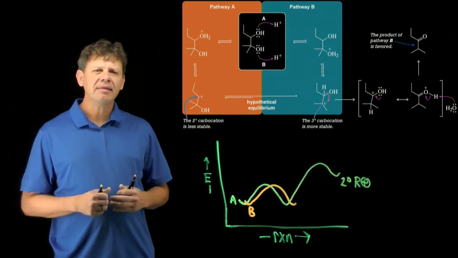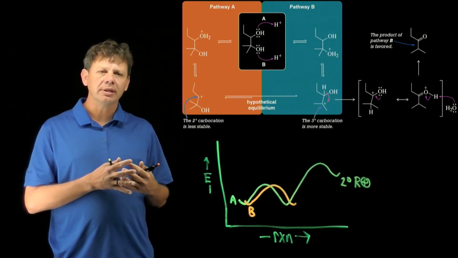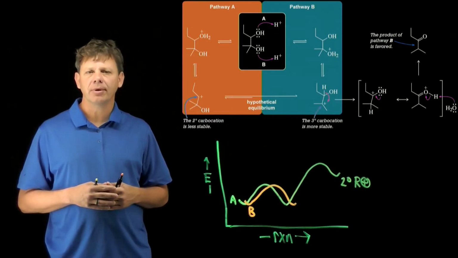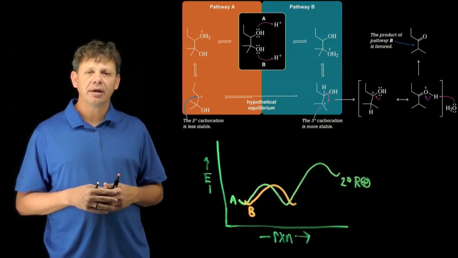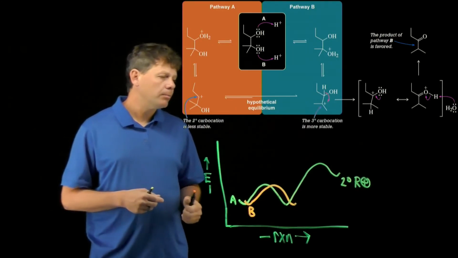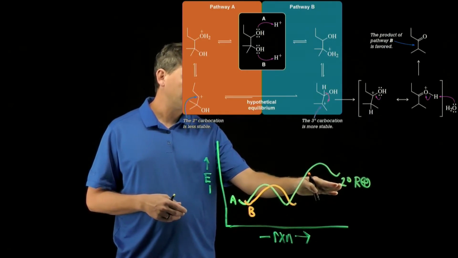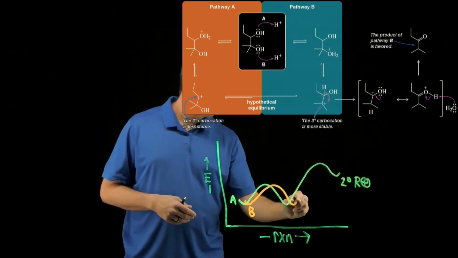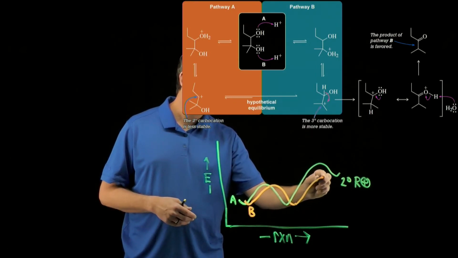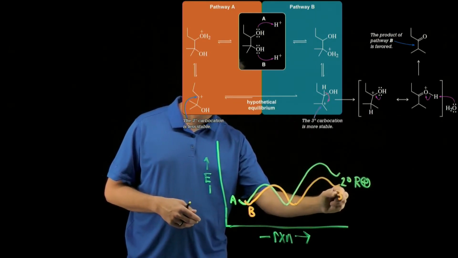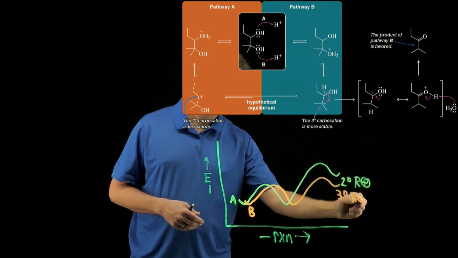In pathway B, though, when that water molecule leaves, we're going to make a tertiary carbocation. And we know that tertiary carbocations are more stable because of hyperconjugation. So on our reaction coordinate diagram, we're going to expect it to finish at a lower energy. Still an uphill process, but it might finish here for our tertiary carbocation.